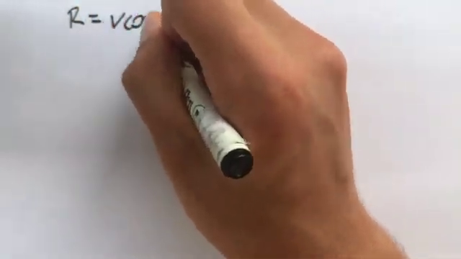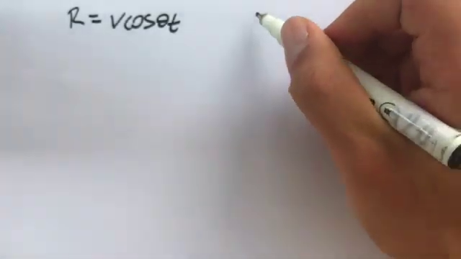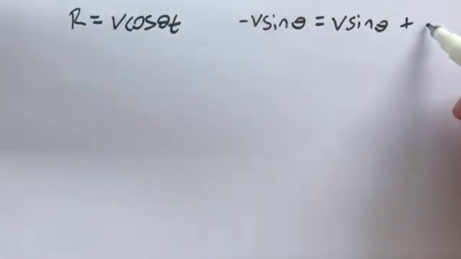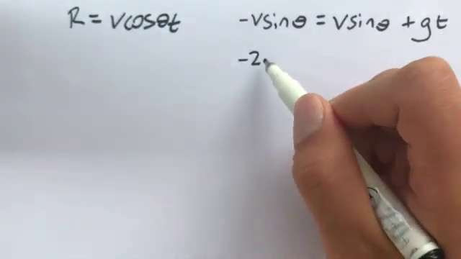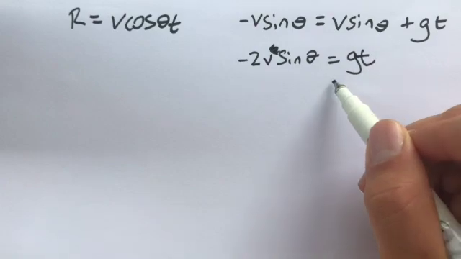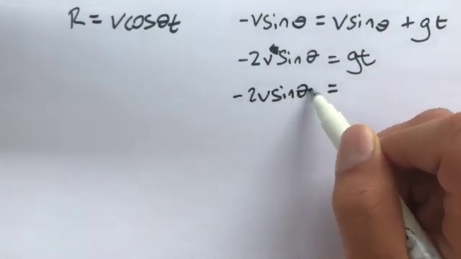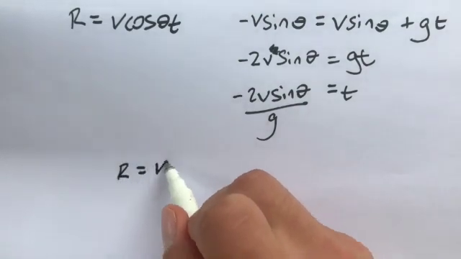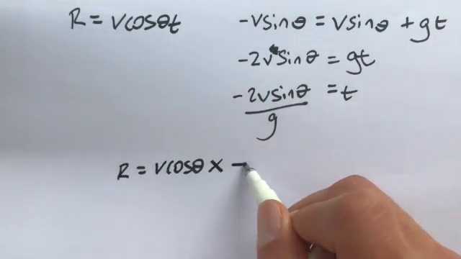So then, we use the equations r equals v cos theta times time and negative v sin theta equals v sin theta plus gt to form our main expression. We rearrange equation 2 for t and then substitute for t in the first equation to form r equals negative 2v squared times sine theta cos theta all on g.